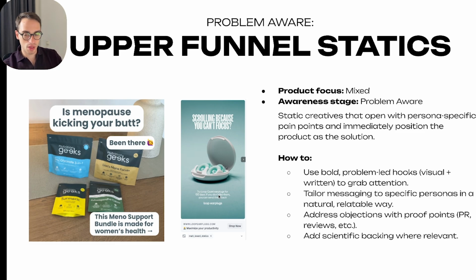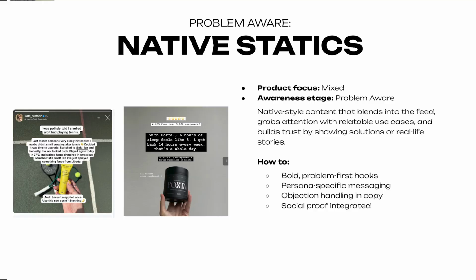Now, something that's actually working right now is native statics, super key as well. That's why it's super important to do your actual research. It's going to be the same kind of messaging, but delivered in a slightly different way, with styles that people are very accustomed to, like a story or a post or something like that. As you can see, they just seem very organic.